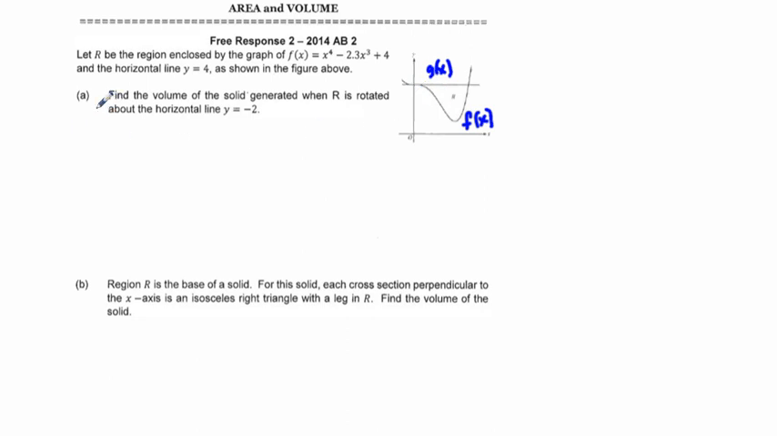Part A, find the volume of the solid generated when R is rotated about the horizontal line y equals -2. So to find that out, I'm going to go ahead and extend down below. So at -2, we're going to take this shape R. Now, the shape R, I'm going to shade in red. So this shading is that area between those two curves. Okay, and we're going to take this area and rotate it around this line, y equals -2.